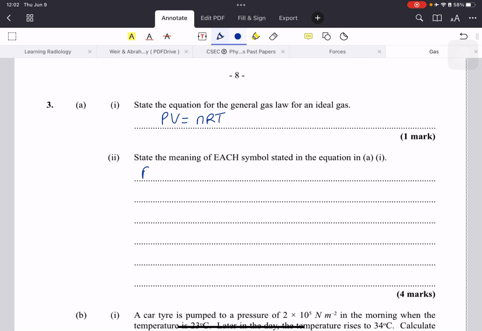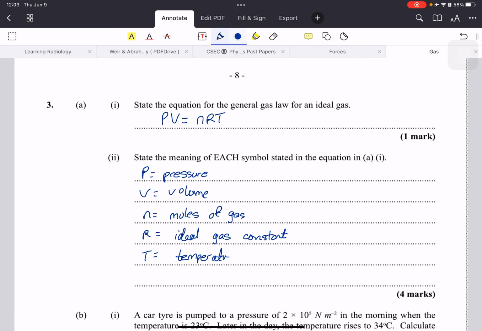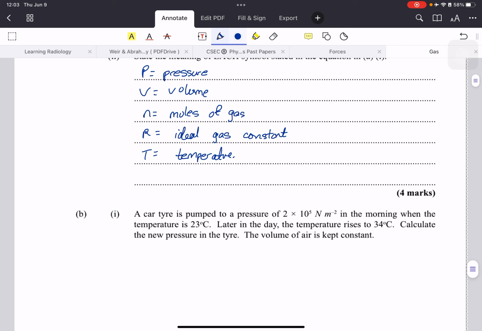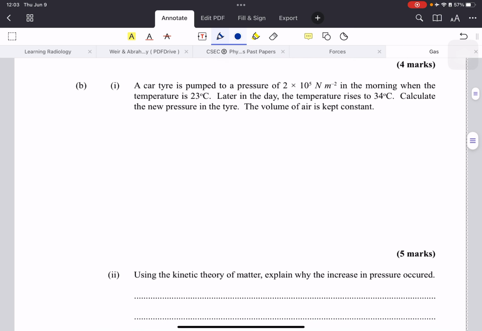But here, P is the pressure of the gas, V is the volume, n is the amount of moles of the gas, R is something called the ideal gas constant, and T is the temperature. Okay, that's the last we'll be seeing of PV equals nRT. This new formula here is called the combined gas equation.